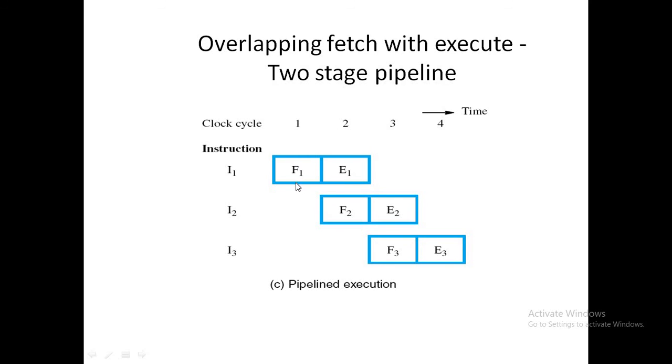So at clock 1, instruction 1 is being fetched. At clock 2, instruction 1 is getting executed and simultaneously instruction 2 is getting fetched. At clock 3, instruction 2 is getting executed, whereas instruction 3 is getting fetched simultaneously, and so on and so forth. So this is how pipelining works.